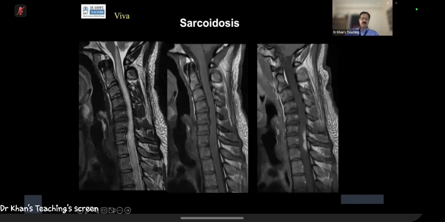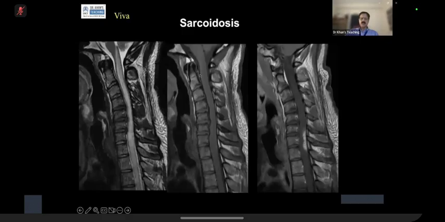Now, there is a long segment abnormality. This is a T2 weighted sequence. This is a T1 pre-contrast. This is a T1 post-contrast. Now, on T1 post-contrast, you can see there is some enhancement. So from the pia, the lesion has gone into the parenchyma.